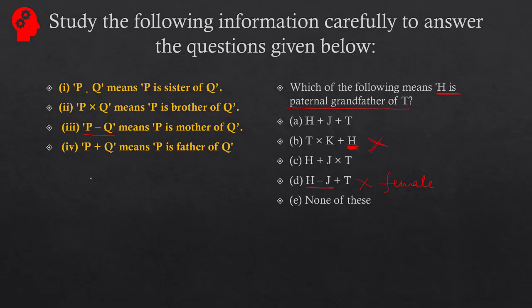First we check option A. H plus J. That means H is father of J. And J plus T, that means J is father of T. So from here we can very well see that H is paternal grandfather of T. What do we mean by paternal grandfather? That means father's father. So looking at T, we can clearly see T's father is J and J's father is H, making H the paternal grandfather of T. Our answer would be option A.